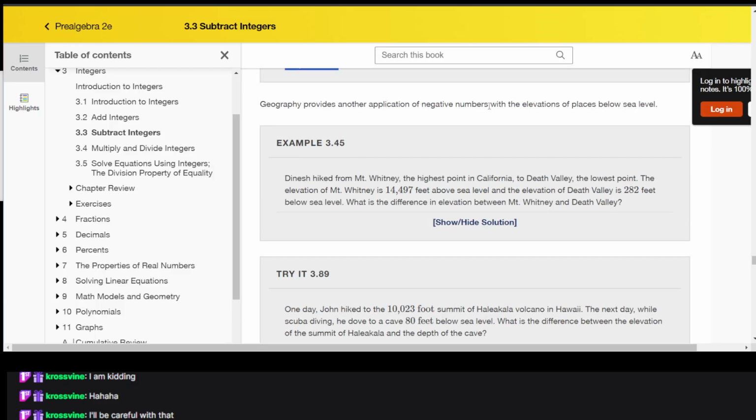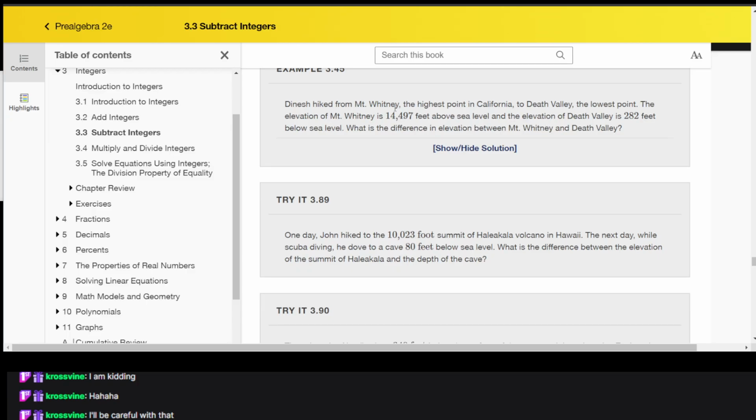Geography provides another application of negative numbers with the elevations of places below sea level. Dinesh hiked from Mount Whitney, the highest point in California, to Death Valley, the lowest point. The elevation of Mount Whitney is 14,497 feet above sea level. The elevation of Death Valley is 282 feet below sea level. I did not know Mount Whitney was the highest point. What is the difference in elevation between Mount Whitney and Death Valley?